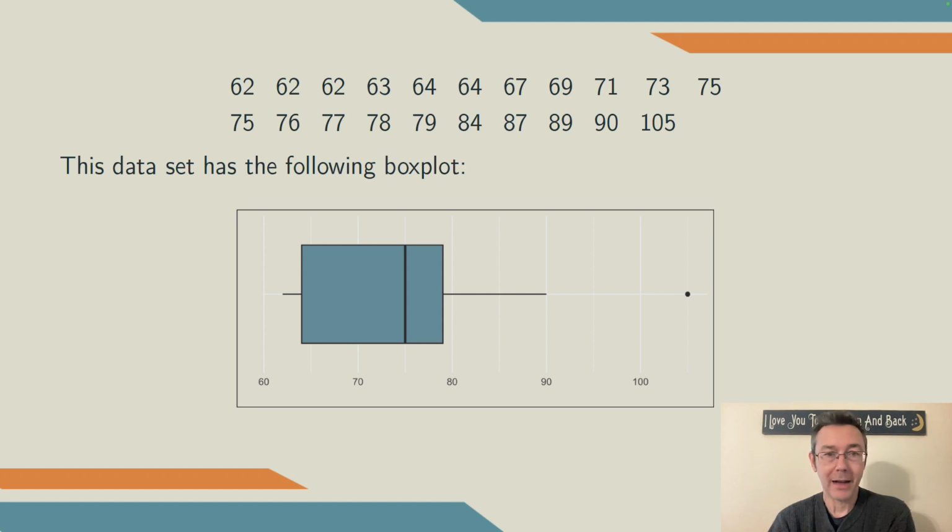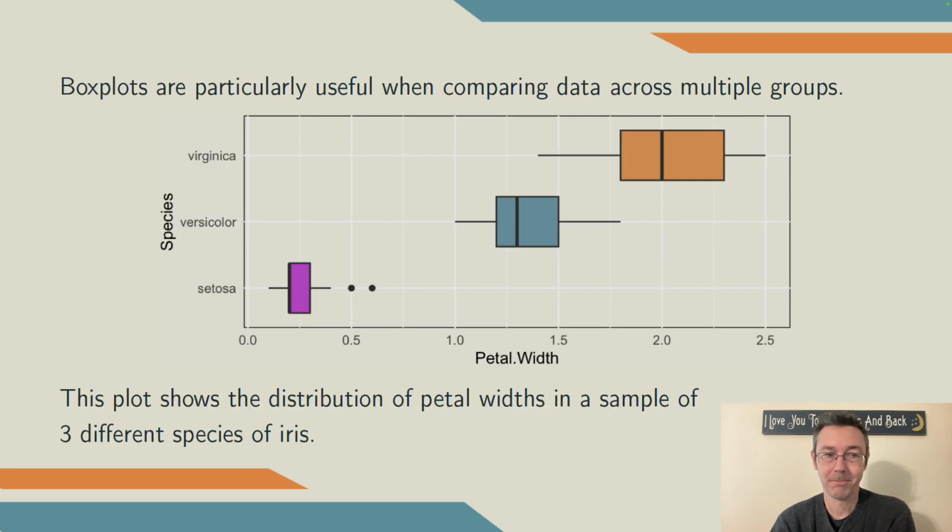As usual, the box itself goes from Q1 to Q3, with the median represented by a bar in the middle. Now, however, the arms only extend out to the minimum and maximum values that are not outliers. So on the left, it goes to 62. The minimum value in this set is not an outlier. On the right, the bar only goes out to 90, the maximum value that is not an outlier. And then the outlier itself, 105, is represented with a point that's separate from that arm.